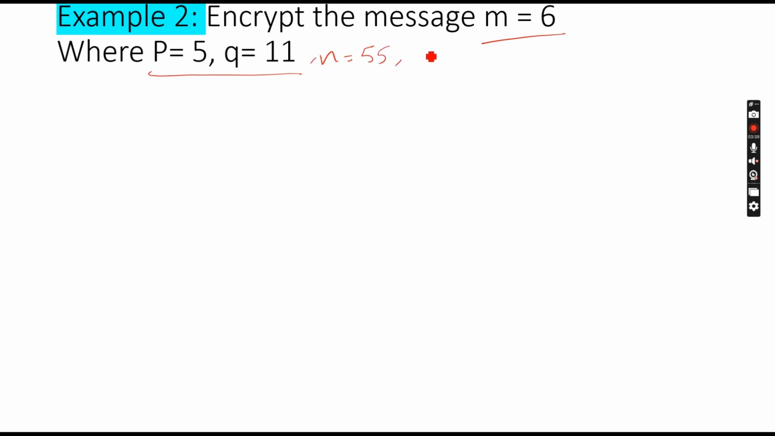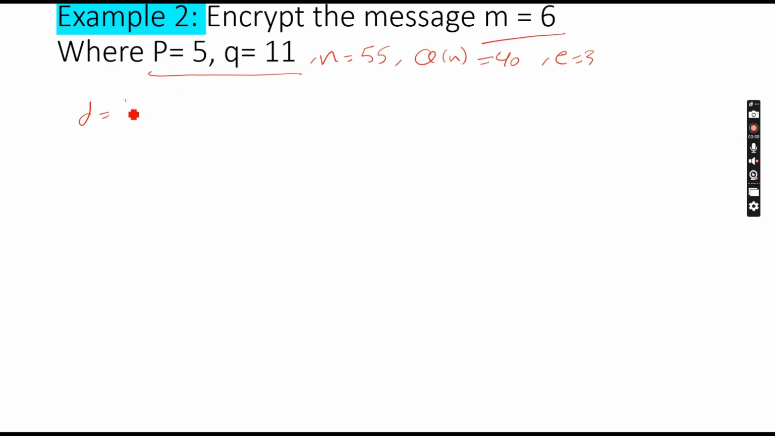Theta of N is (P minus 1) multiplied by (Q minus 1), so it will be 4 multiplied by 10, which is 40. And then E, you can choose E, so let's choose E equals 3. And then let's find D.